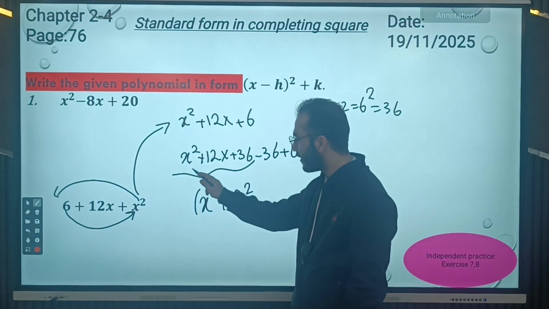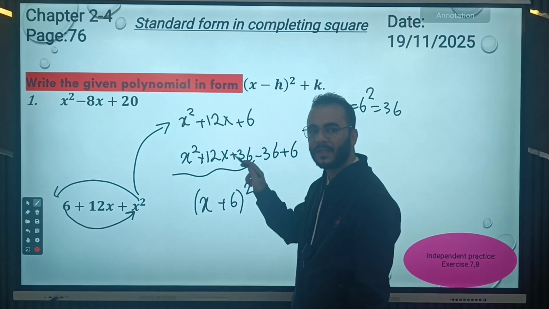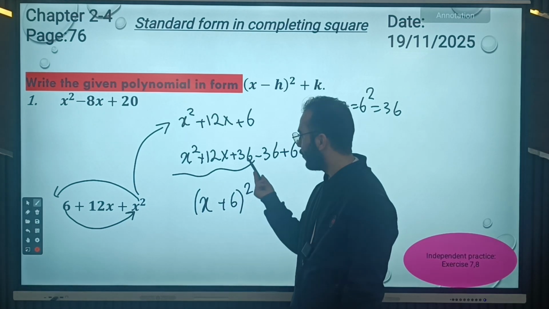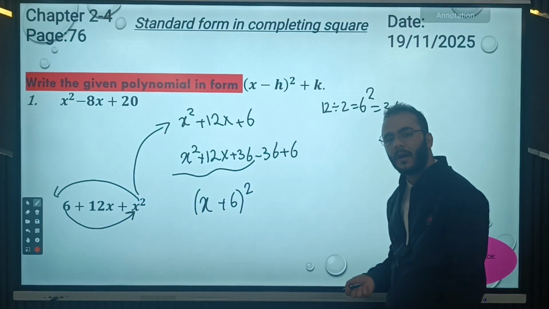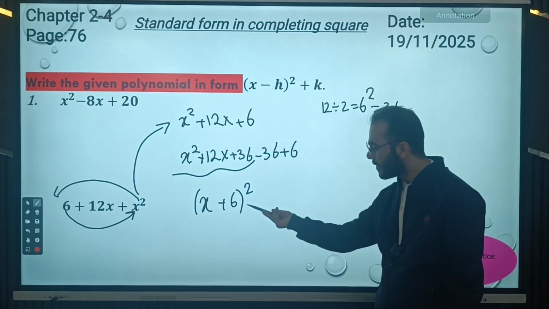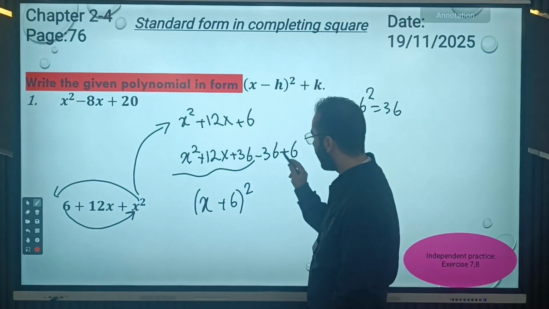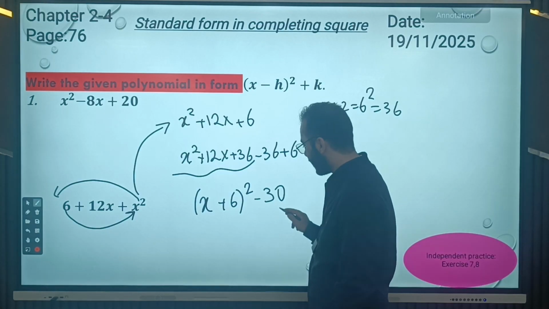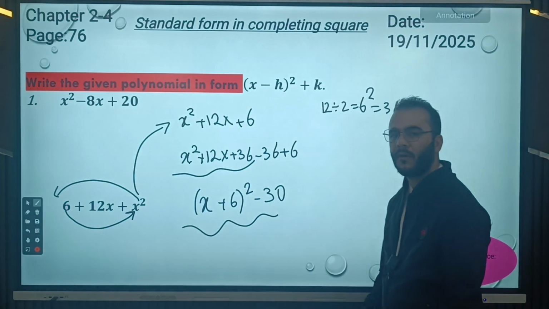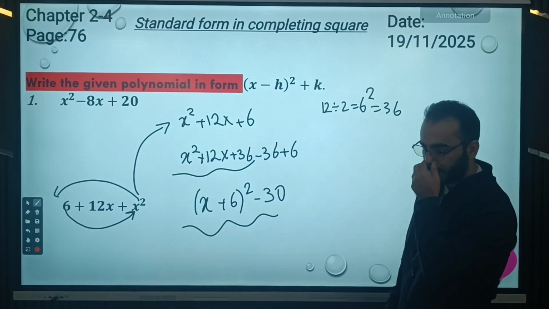How did I get it? X comes from x times x. 36 comes from 6 times 6. So I will take one x from here, one 6 from here, and the first sign is positive. So the sign inside would be positive. Negative 36 plus 6, negative 30. So right now this is what we call the standard form, or you can call it vertex form.